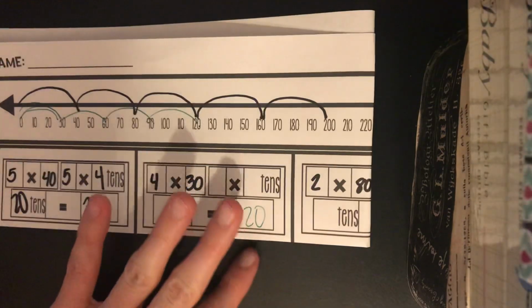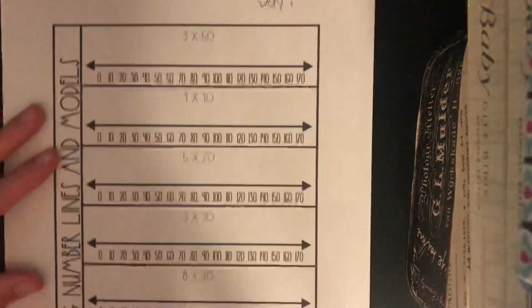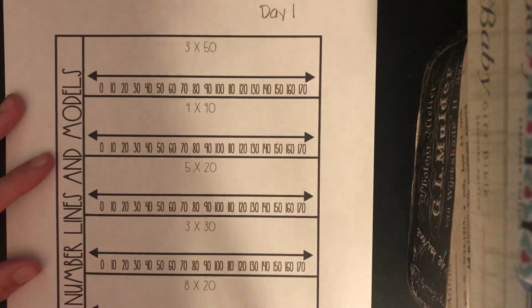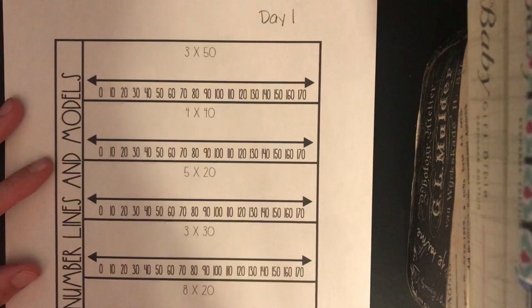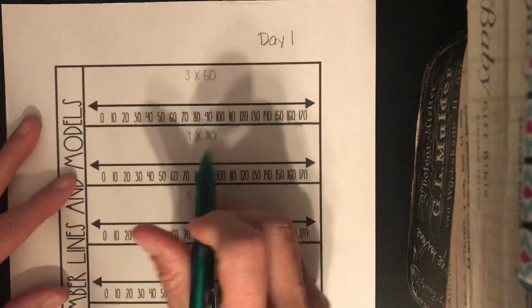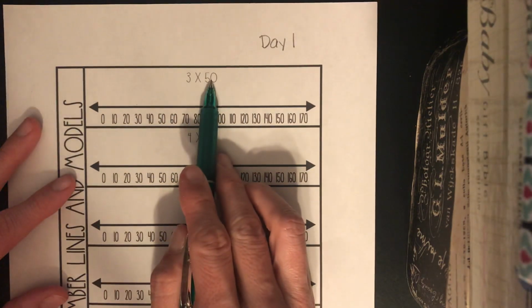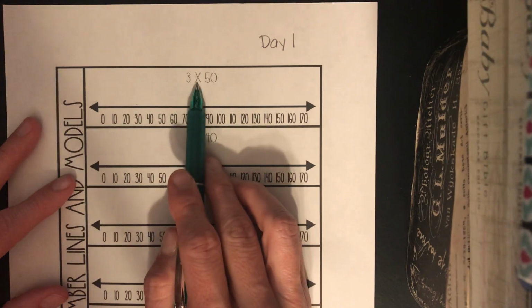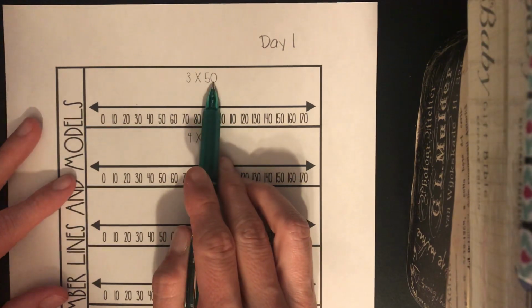Okay, so we're going to be practicing on a number line on our practice page. This is a practice page. This is not something you're going to need to turn in for a grade. Practice. Okay, so we're doing 3 times 50. So we're going to do 3 jumps of 50.